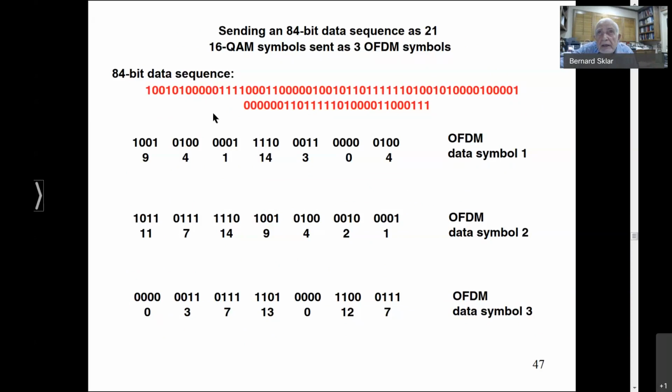And I suddenly said, I'm going to handle it with this kind of symbols, 16-array QAM. So given that there's 16-array QAM, I'm sending it, I said, show this as 21 symbols sent over 3 OFDM symbols. So I just take 4 bits at a time. I take 7 of them, and that's basically 21 QAM symbols is data symbol number one, OFDM data symbol number one. The next 21 is data symbol number two, and the next 21 are data symbol number three. So let's see what I do.